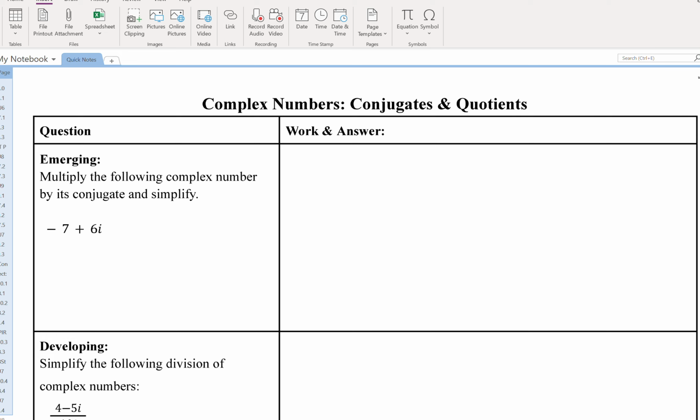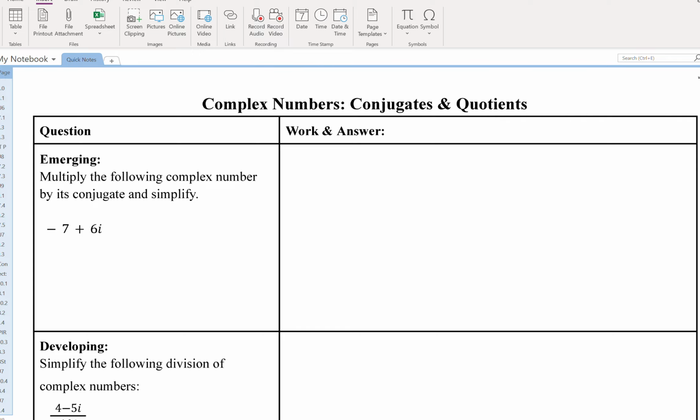Numbers, conjugates, and quotients. I'm going to work through several different problems here, so pay attention to the time on the links that I'm providing so you can fast forward if you need to. So this first one says, multiply the following complex number by its conjugate and simplify.